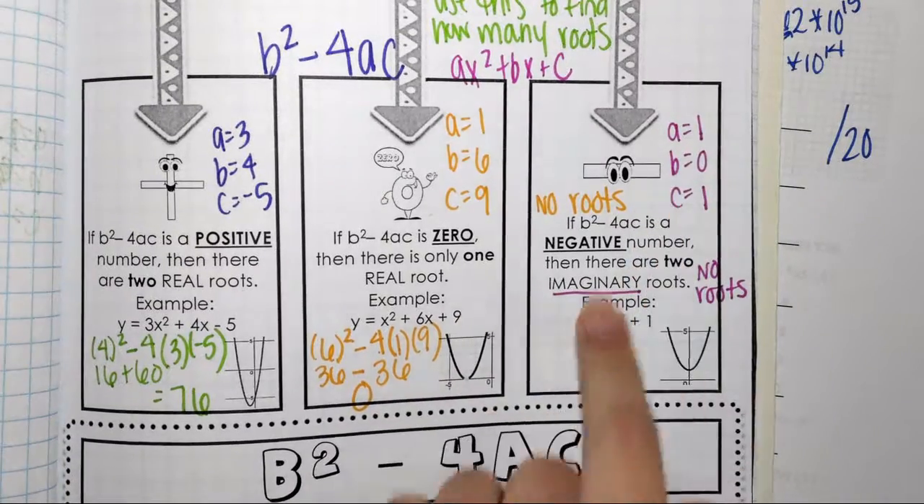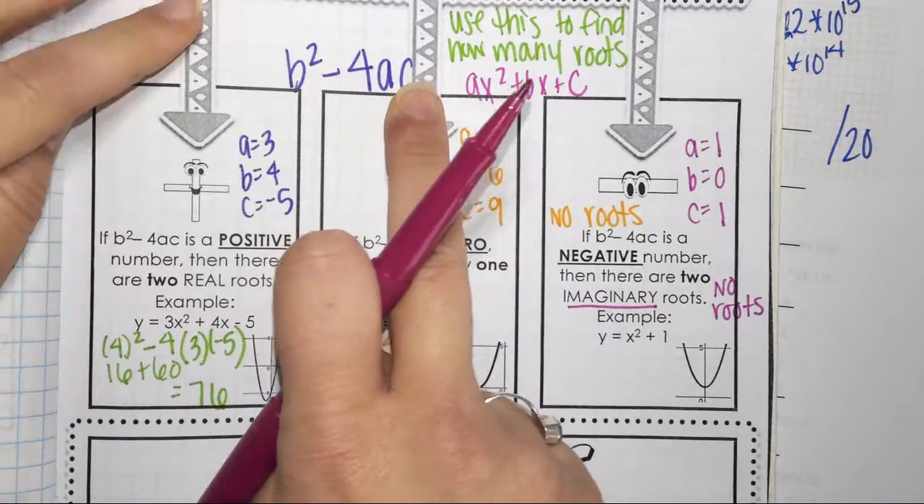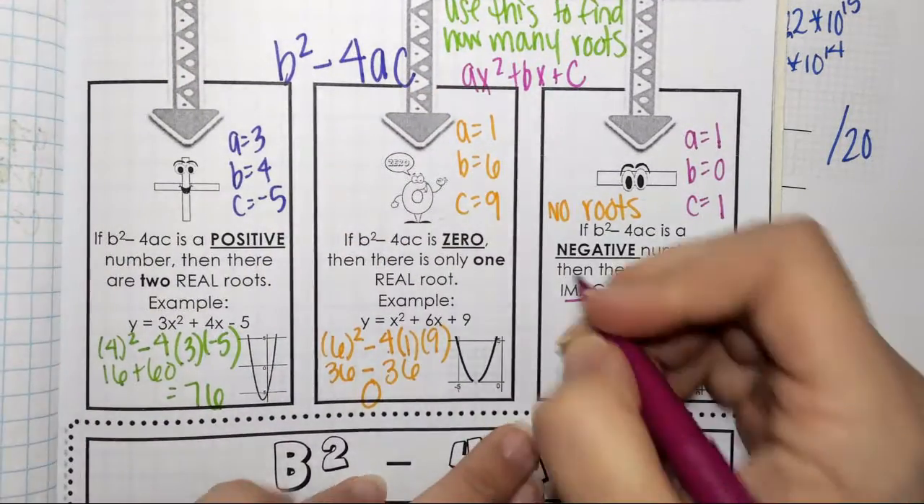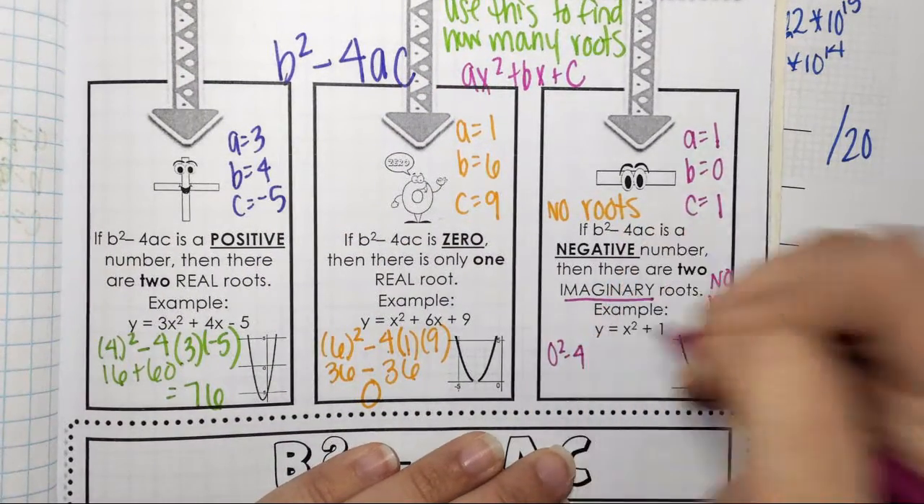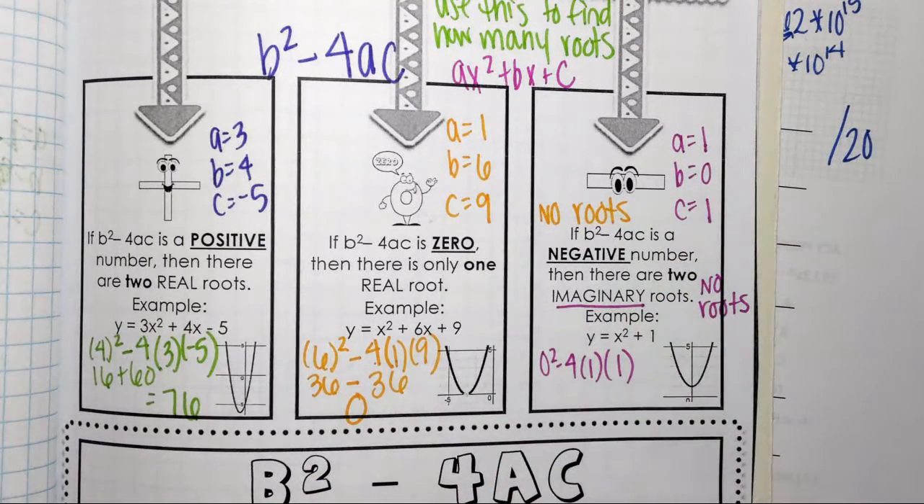For this last one that we're on, y equals... No, guys, I'm just finding the discriminant. 0 squared minus 4 times 1 times 1. Jordan gets a point because you had to mansplain and yell over her.